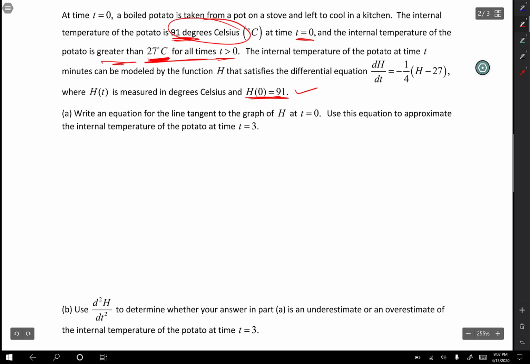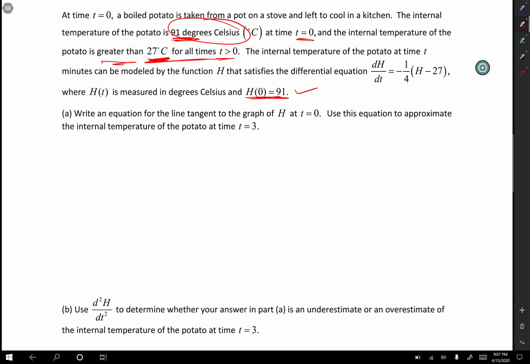Question 4. All right, so let's see. Write an equation for the line tangent to the graph of h at 0. Use this equation to approximate the internal temperature of the potato at time t equals 3. All right, so let's do the tangent line first. We need 2 things for a tangent line. What are those 2 things? Yeah, you're right. A point and a slope.